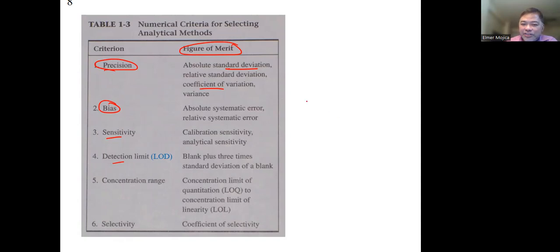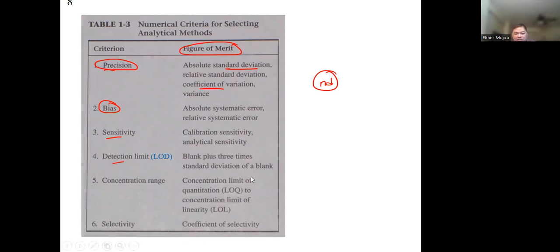When you see ND in a publication, what does it mean? Anyone? ND is not detected. Usually you don't detect it because the analyte you have is lower than the detection limit of the method that you're using. And then you have the so-called concentration range, the LOQ and the LOL.